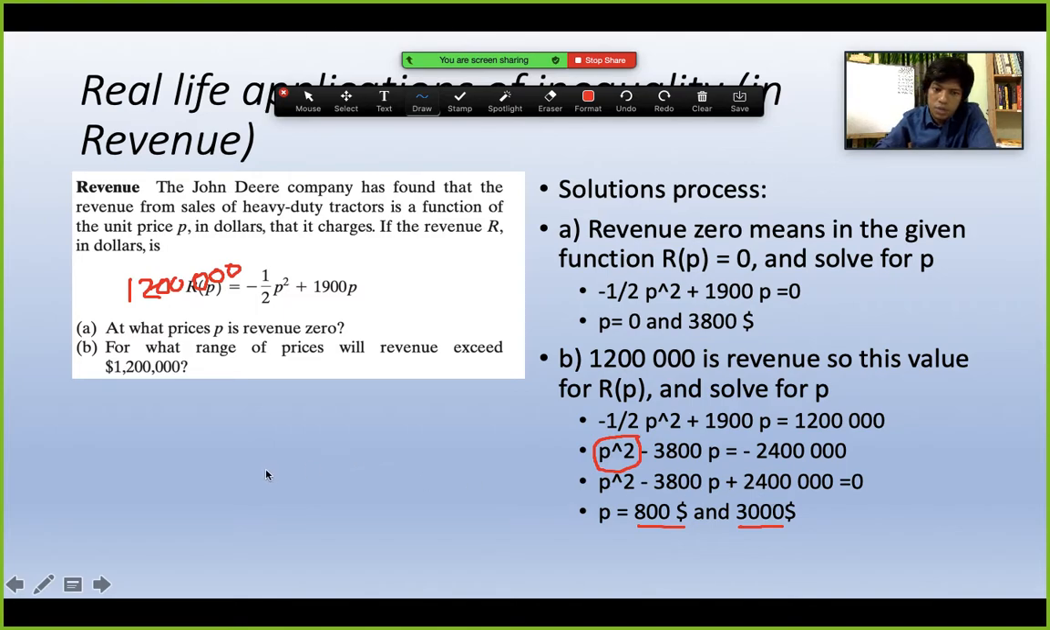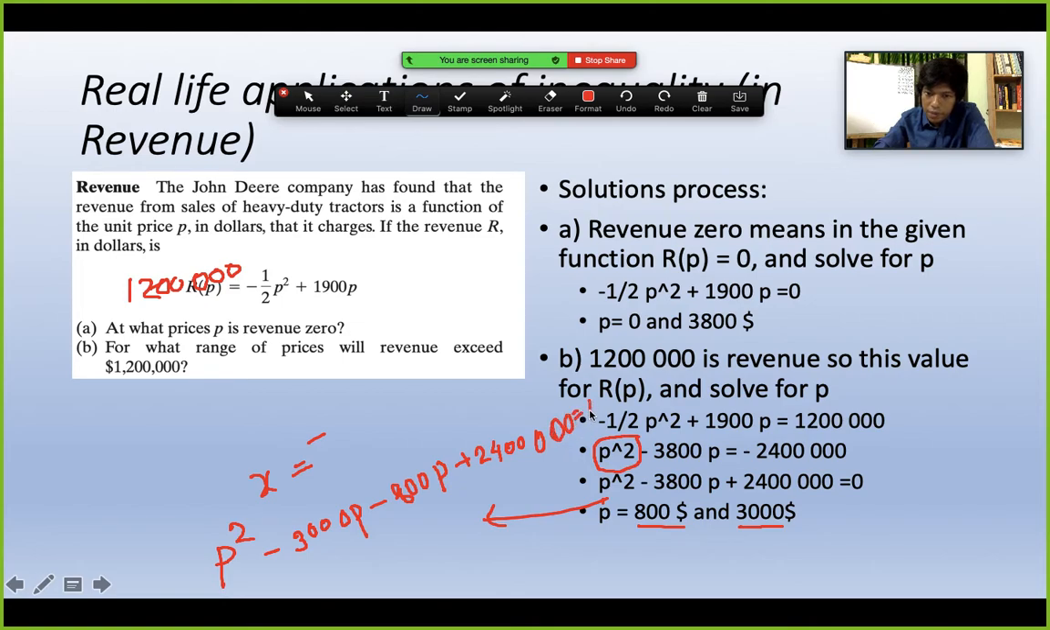Another way to solve this is to use the quadratic formula, x equals minus b plus minus the square root of b square minus 4ac, divided by 2a. That formula also will give us 800 and 3000 in our answer. Here, from this 3800, let me write another line here so that you get p square minus 3000 p, then minus 800 p, then plus 2,400,000. The only difference in this math is the values are a little bit big, equals zero.